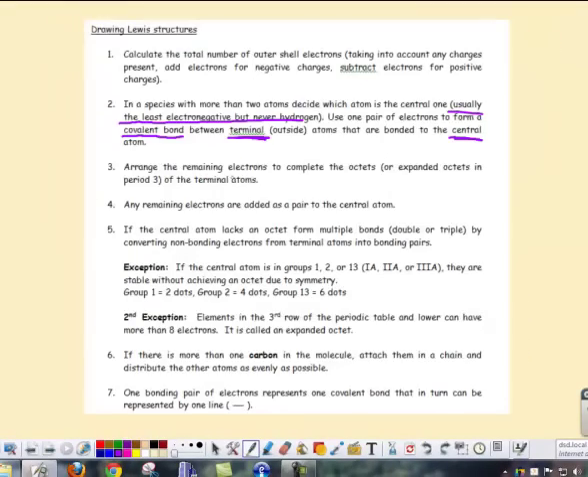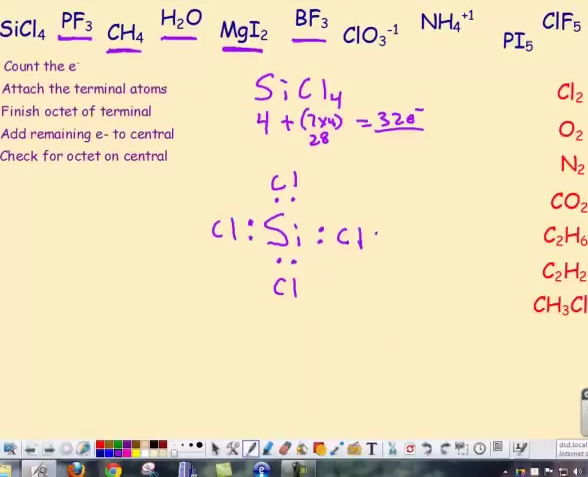Step 3, arrange the remaining electrons to complete the octet, or the expanded octet, we'll come back to that in a minute, of the terminal atom. So arrange the remaining electrons to complete the octets of the outside atoms. All right, so I know that I'm going to have to add 6 more electrons to each chlorine, because right now it's sharing that 2 with silicon. So I need 8, so I'm going to put 6 more.